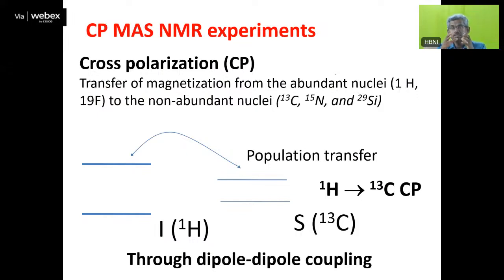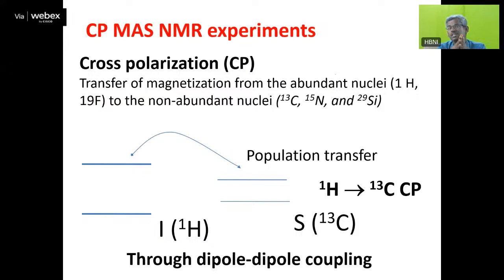Just as you cannot transfer through vacuum, there should be some medium to transfer. This medium is nothing but the dipole-dipole coupling. Through dipole-dipole coupling, we are transferring the population from protons to carbon-13. We have discussed at least 25-30% of the cross-polarization experiment, but I will continue today so that it will be more clear to you.